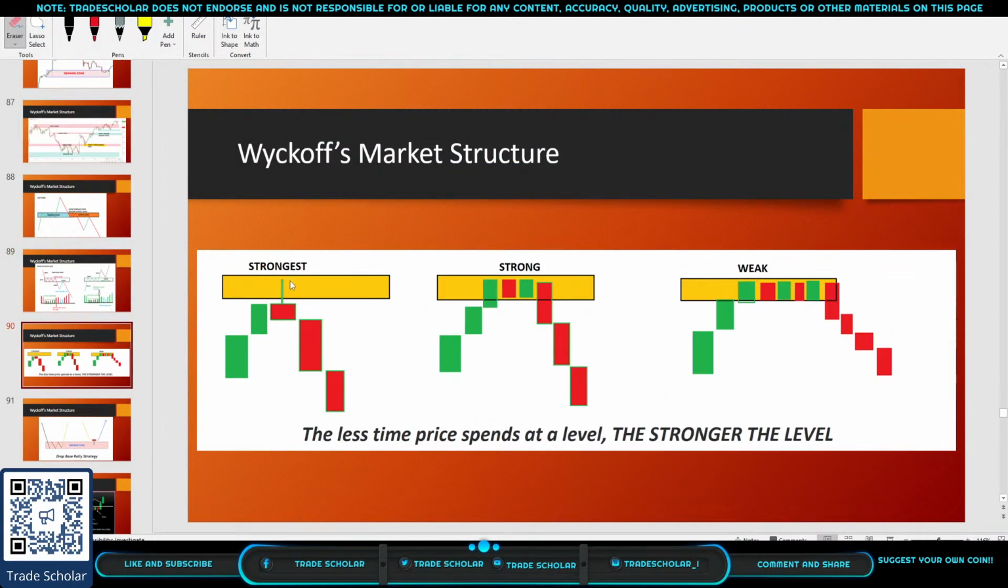Here, Wyckoff market structure. Once you only touch the demand zone or the supply zone with just a long wick, that means the zone there is so strong. After touching it, you get rejected, or you bounce if it's from the downside. This one is the strongest. This one is strong, you stayed a little longer, and then it drops again. This one, the zone is weak. Stayed, and then still dropped. At least it still dropped, right?